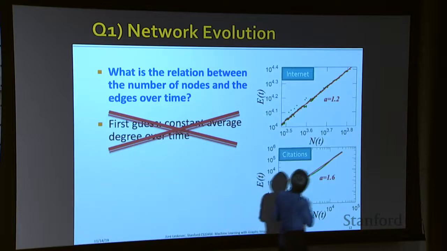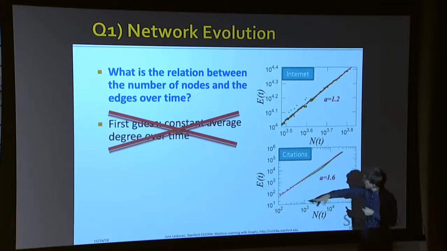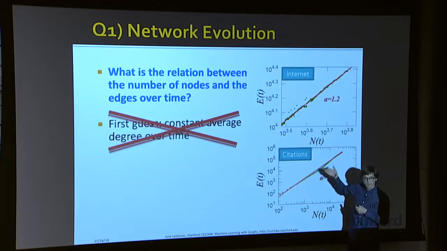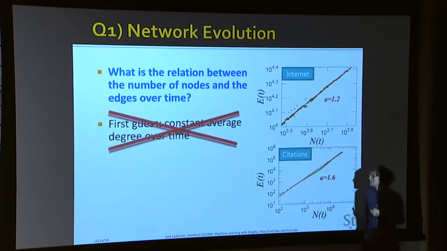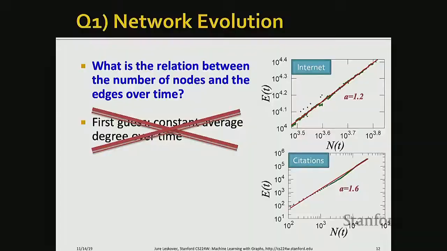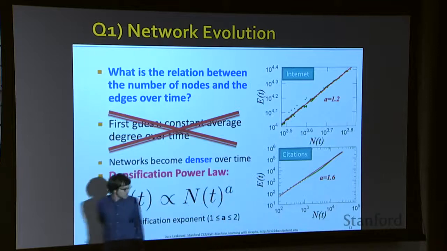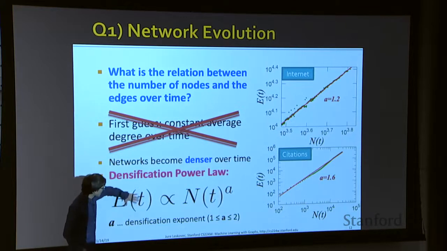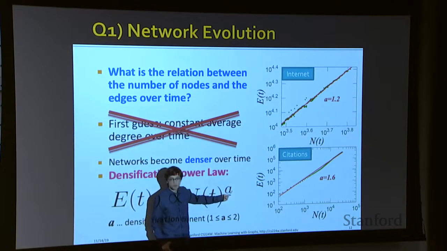If you take different networks, for example, the network of routers on the internet, or the citation networks, and every dot is a network at a different point in time. Every network has a number of nodes on the x-axis and number of edges on the y-axis. And if you plot this now on logarithmic scales, it will look like a line. And if you fit a straight line to it, you will have a slope that is non-trivial, like 1.1 or 1.6. Okay? So what does this mean? This means that the number of edges at a given time is proportional to the number of nodes at that given time, raised to this exponent a.